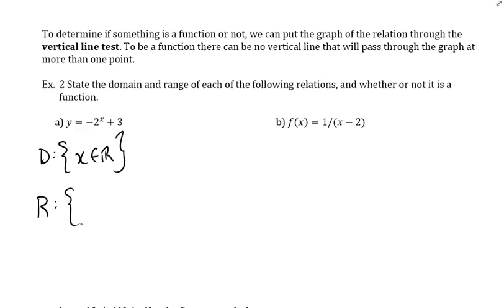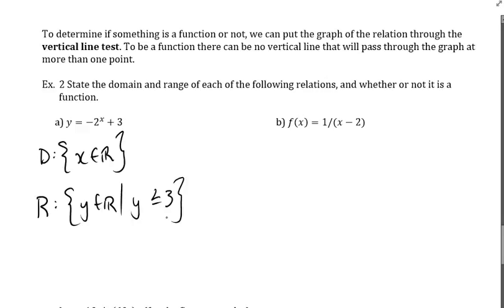What's the range? y is an element of the real numbers such that y is less than or equal to 3. So exponential functions go like that, right? But this has been shifted up 3 and reflected, so it's always going to be below, and instead of always above 0, it's always going to be below, and it's shifted up 3, so always below 3.